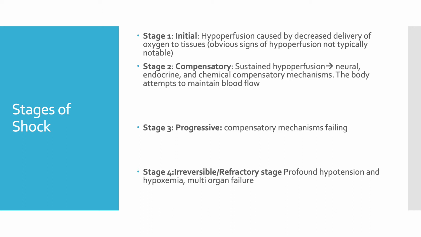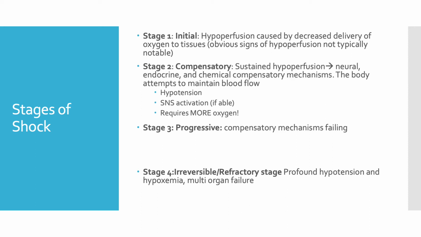So in stage 1, we're talking about the very beginnings of this hypoperfusion. So it's happening on a cellular level. Less oxygen is getting to the tissues, but we can't really tell just by looking at our patients. Those clinical indicators are not evident to us yet because shock is just initiating and just happening on this small scale. Now in stage 2, shock is progressing and the hypoperfusion is more notable.